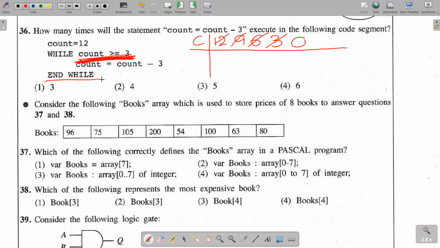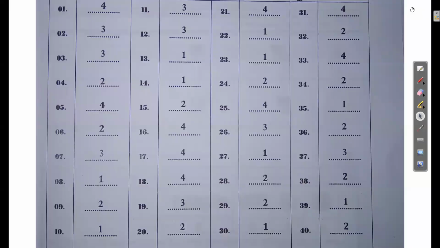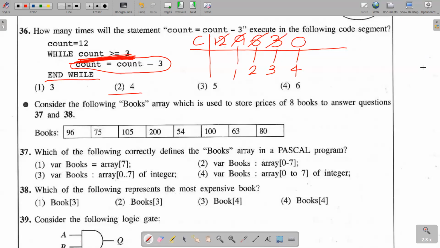So they are asking how many times the statement count equals count minus 3 will happen. This is the first time, this is the second time, this is the third time, and this is the fourth time that count equals count minus 3 has happened. So 4 times. The second one is going to be the answer. 36, the second answer, that means 4 times.